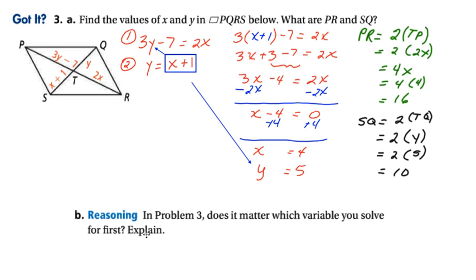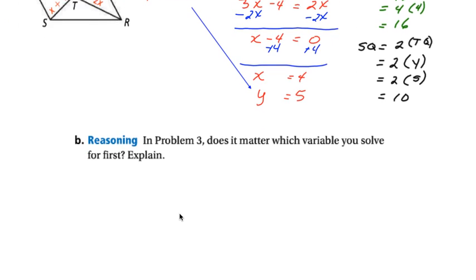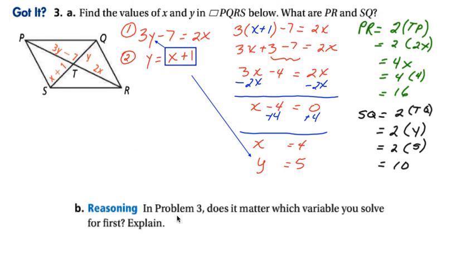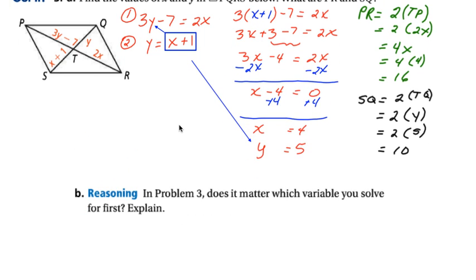So the second part of this says, in problem 3, does it matter which variable that you solve for first, and explain your answer? And actually it does not matter which one you solve for. We could have taken the second equation right here and solved it for x, and we would have had x equal to y minus 1, and then just substituted that in for x instead of for y.